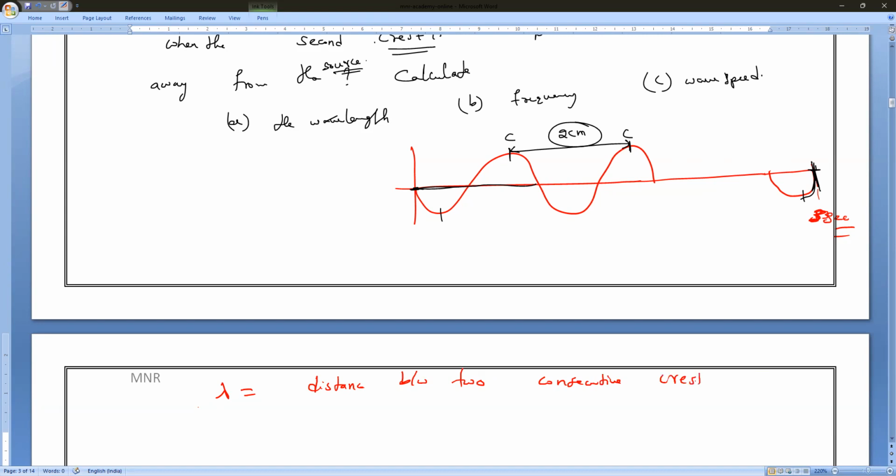Consecutive crust or trough, you can take it. The distance between the crusts is given as 2 centimeters, so the distance between the troughs is also 2 centimeters only.